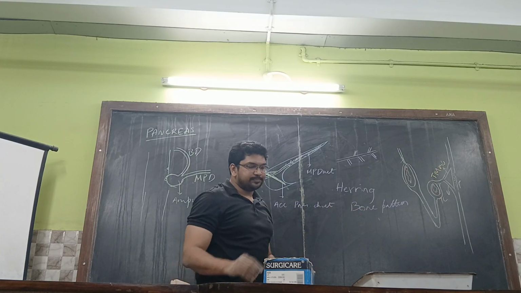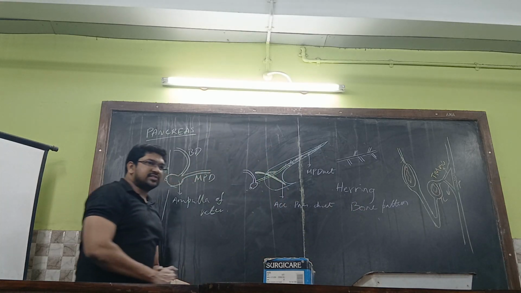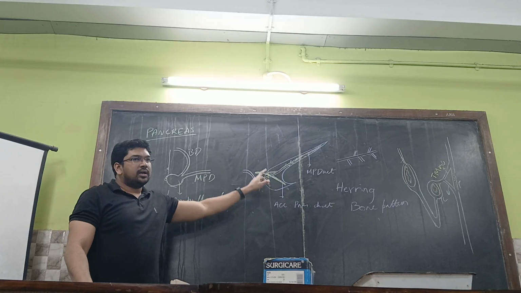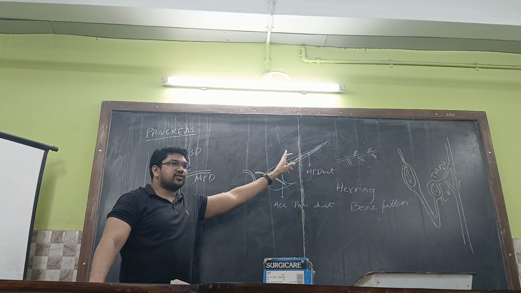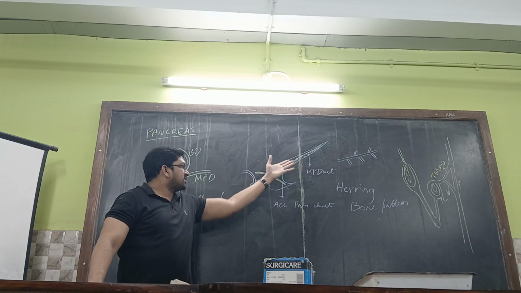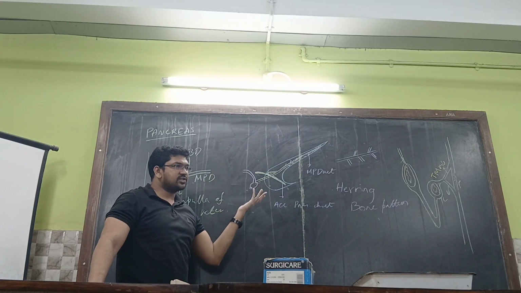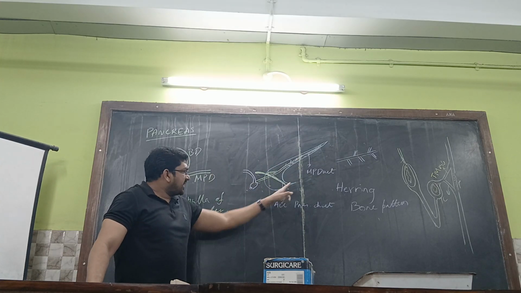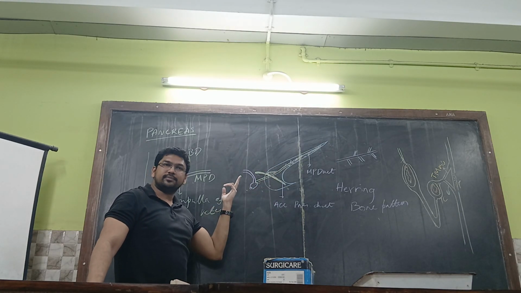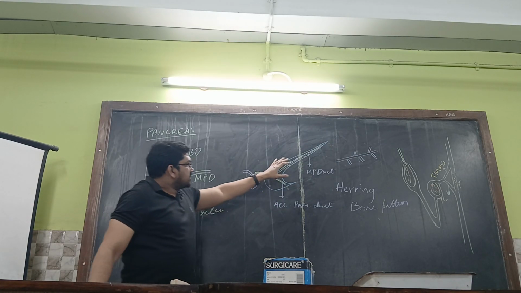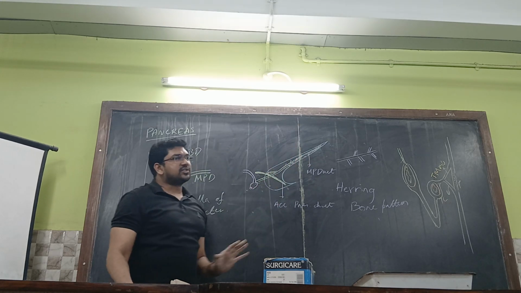Understood or not? Right? So this is about the duct system. The arterial supply is by means of the superior and inferior pancreatic arteries and the pancreatic branches from the splenic artery. And venous drainage is by the splenic vein and again the superior and inferior pancreatic veins. Getting it or not? Right. So this is about the blood supply, and what about the nerve supply of the pancreas?